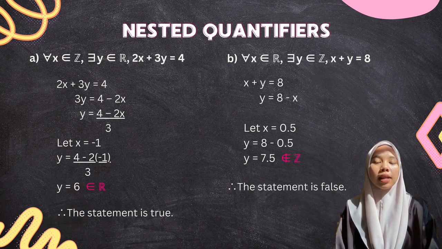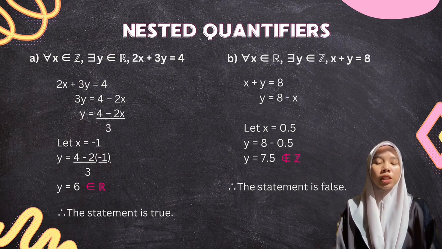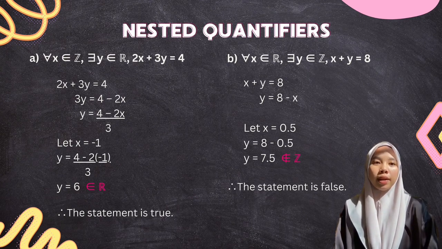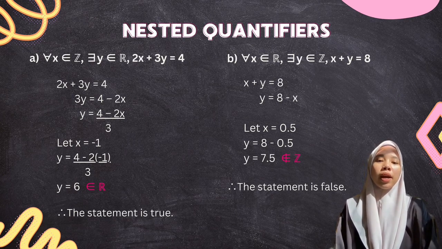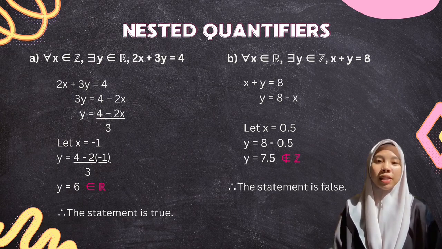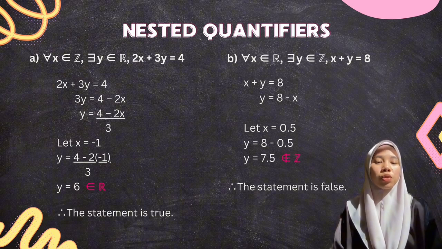So let x be any integer. We let x equal to -1, and we substitute x equal to -1 into the equation of y. So y equals (4 minus 2 times -1) divided by 3, and we get y equal to 2. y equal to 2 belongs to R, the real numbers. So this number satisfies the question given, so the statement is true.